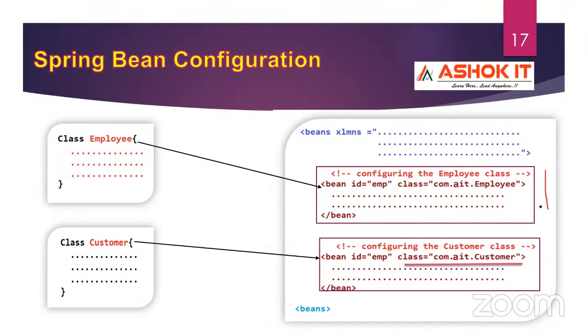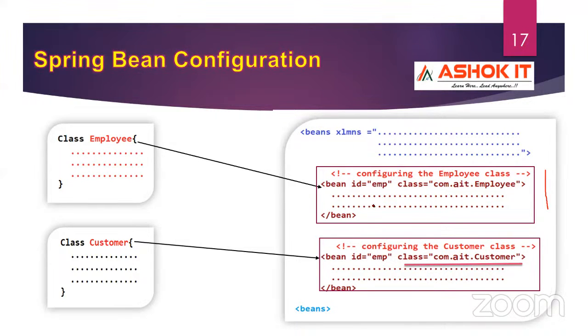Only 5 classes are configured in the configuration file, guys. So that means only 5 classes will be considered as a Spring Bean, and the other 5 classes will not be considered as a Spring Bean at all. Do you understand my point or not? Everybody? Only 5 classes will be considered as Spring Beans and the other 5 classes are not considered as Spring Beans. Understand?